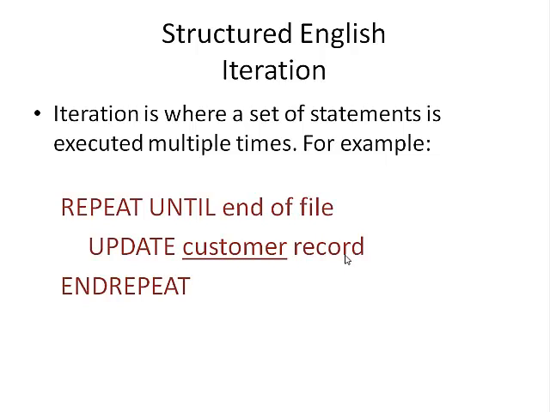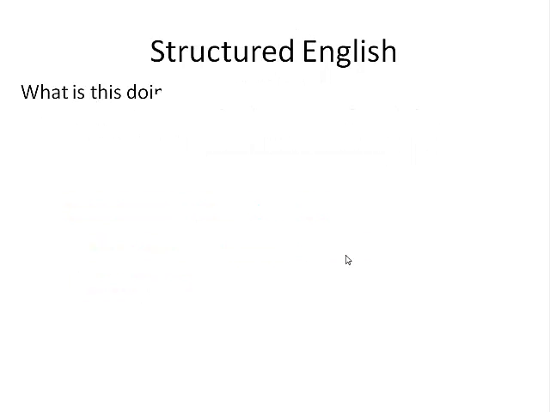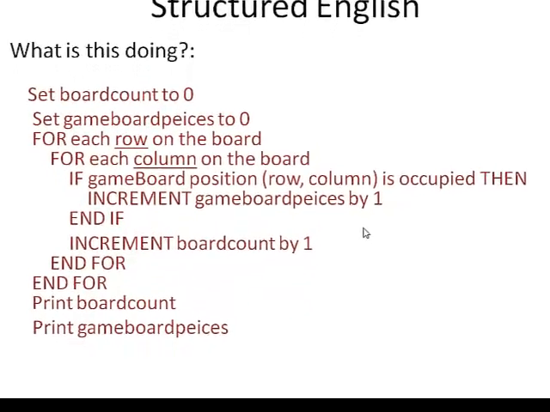Perhaps not a very useful function, update customer record, a very, very vague statement, but it shows the basis of iteration. So if we put this lot together, what I'd like you to do is to pause the video at this point and tell me what this lot's doing.